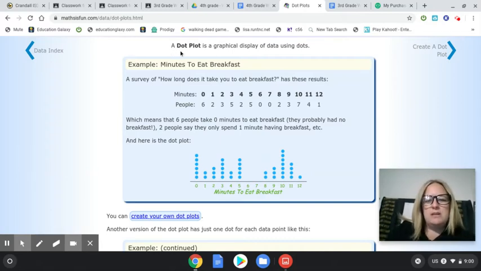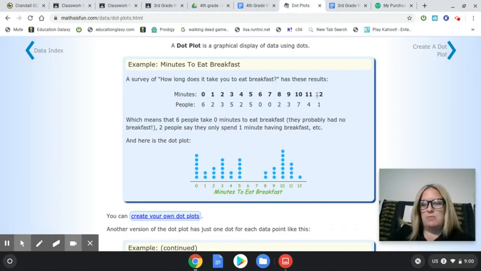So this up here is a definition. A dot plot is a graphical display of data using dots. A survey of how long it takes you to eat breakfast has these results. So right here we have the minutes, how many minutes it takes someone to eat breakfast, all the way from 0 to 12 minutes. And then it has the people. 6 people took 0 minutes. How can that be? Maybe those people didn't eat breakfast at all.